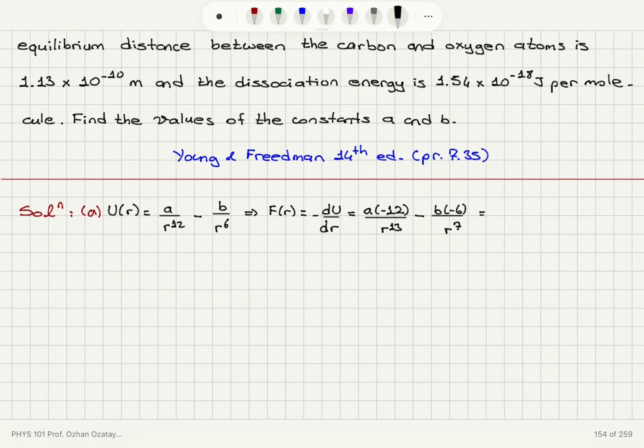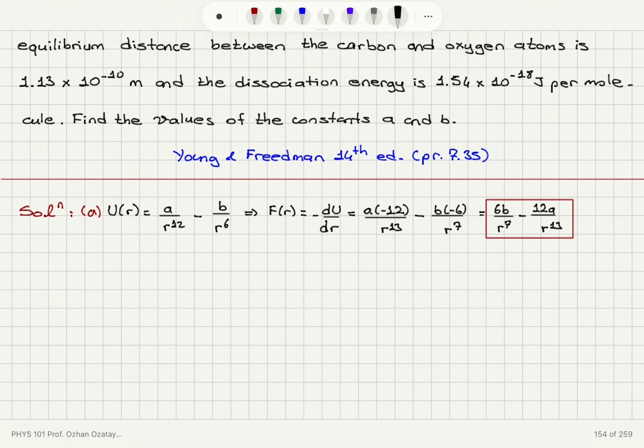So the answer is, because the minus minus here will become plus, 6B divided by R to the 7 minus 12A divided by R to the 13. Okay, so this is our force as a function of the distance between the two atoms. Now, in order to plot these functions, I'm going to analyze them a little bit.